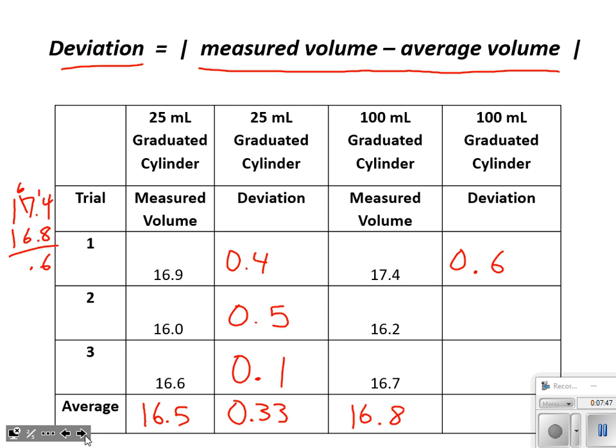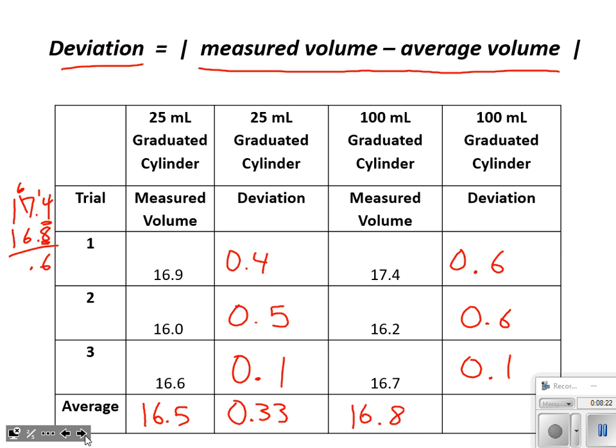Okay, once again, I am subtracting. So I'm looking at my decimal places. It should be in the tenths. Now I'm going to take 16.2 and minus the average of 16.8. So that's going to give me 0.6. It gave me actually a negative 0.6, but I took the absolute value, right? Then I'm going to take 16.7 minus 16.8, absolute value, that's going to give me 0.1.